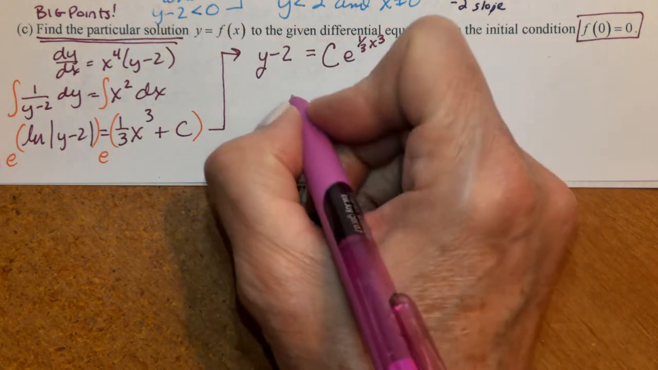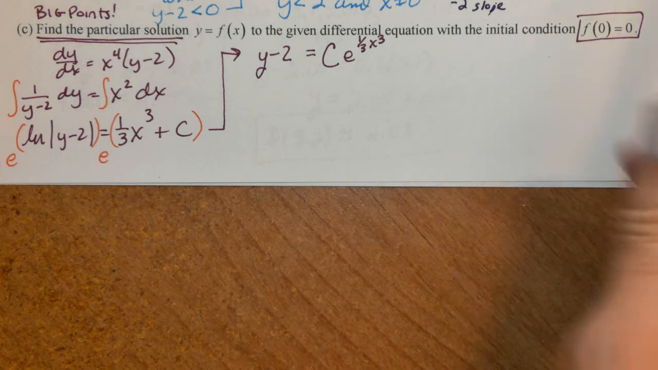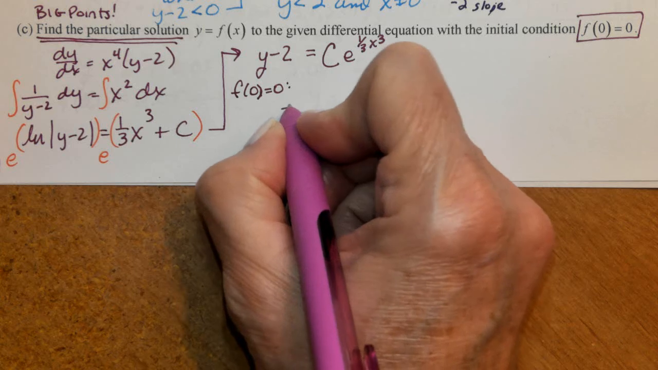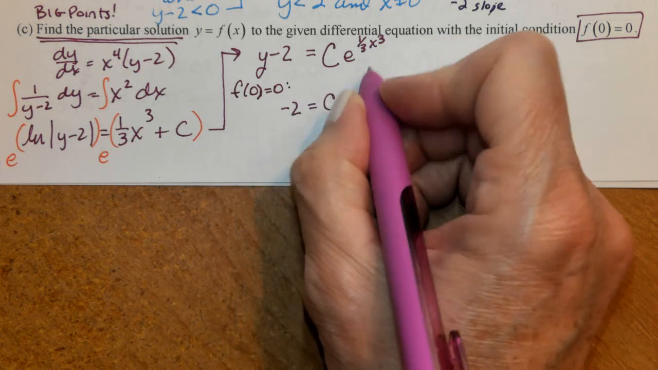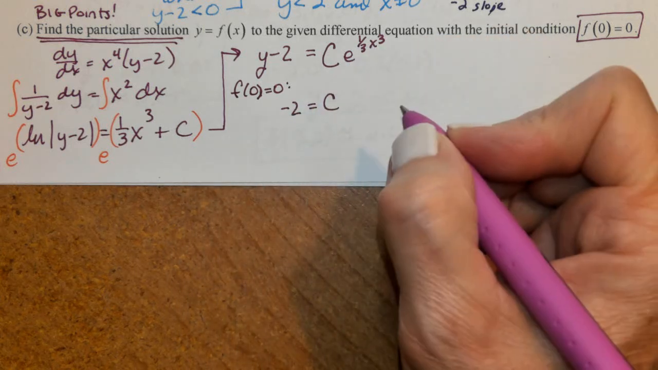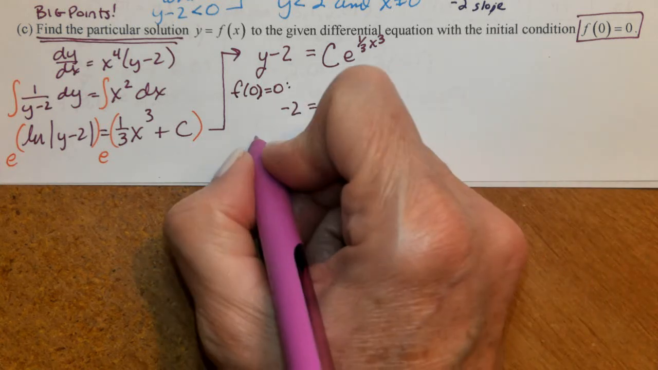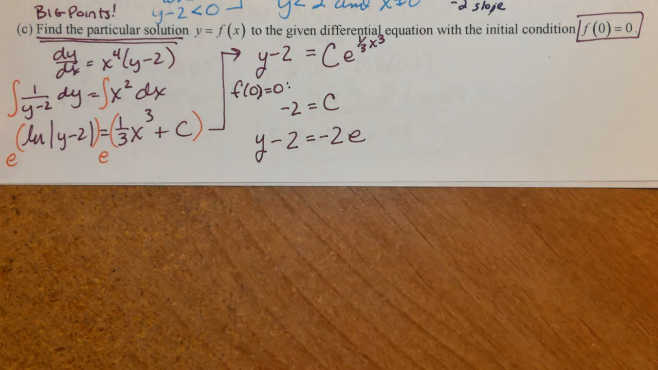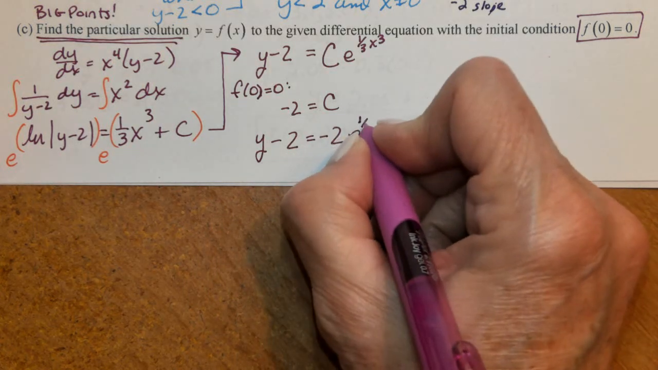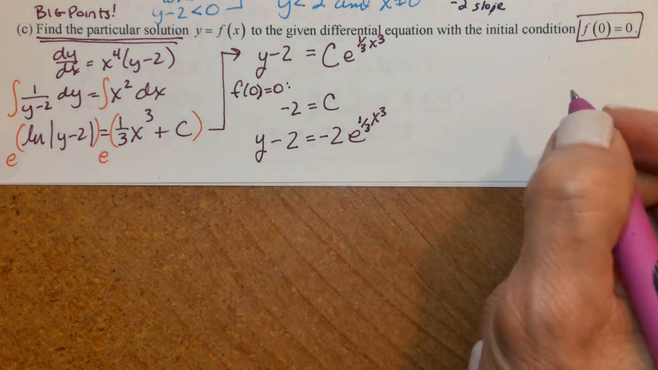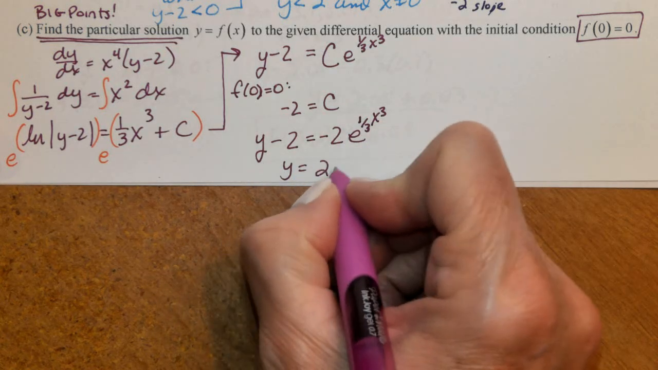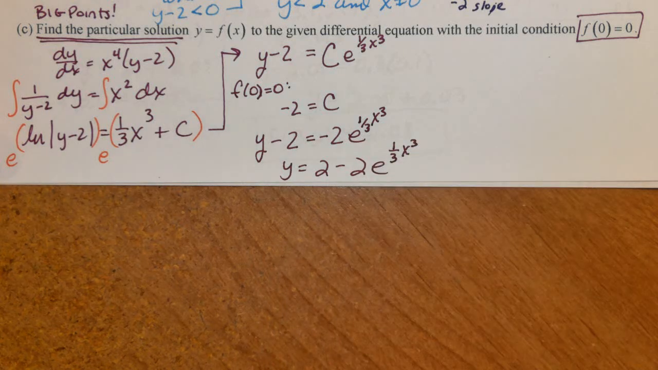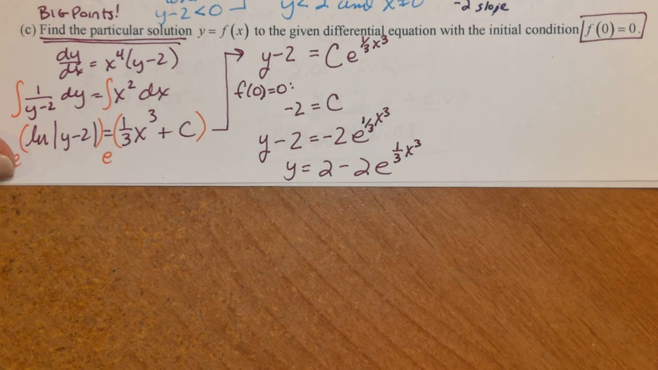All right, now we're going to find c. So I'm plugging in my point that I'm given. 0 in for y, 0 in for x. E to the 0 is just 1, so negative 2 is equal to c. Now I have y minus 2 is equal to negative 2 e to the 1/3 x cubed. Last step, move your 2 over. And that's it. These are worth big points.